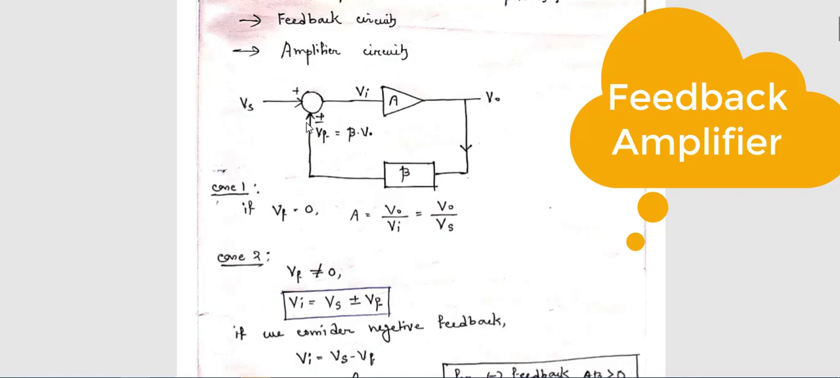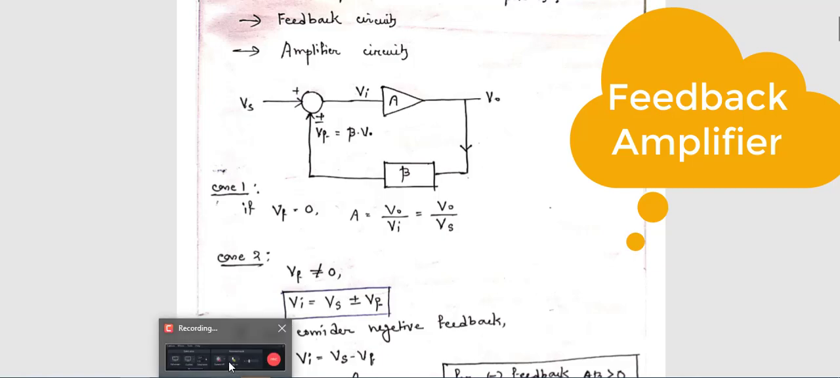Okay, now first assume that there is no feedback. Consider case 1. Assume this Vf is equal to 0. Now again another question, what is Vf? This Vf is the feedback voltage. Now if your feedback voltage is 0, that means there is no feedback path. That means the circuit is like this.